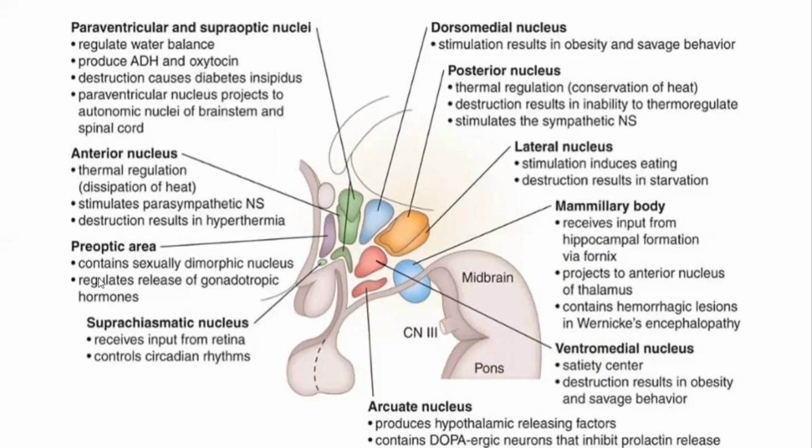Then the preoptic area, which contains a sexually dimorphic nucleus, regulates the gonadotropic hormones of the human body. Then different other nuclei that you see here, like the lateral nucleus, whose stimulation induces eating. So eating disorders also are related to lesions of the hypothalamus. Then we have the mammillary bodies that receive input from the hippocampal formation, and other functions they perform. So these are the major nuclei of the hypothalamus.